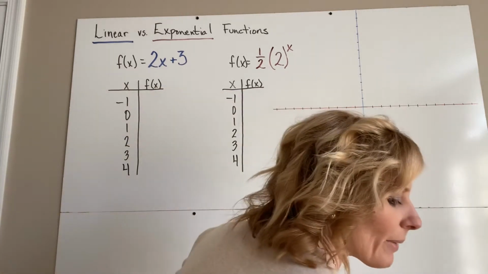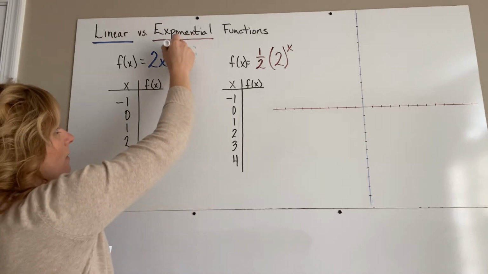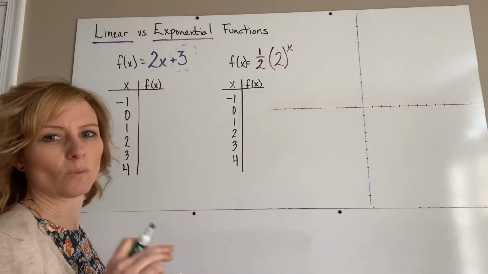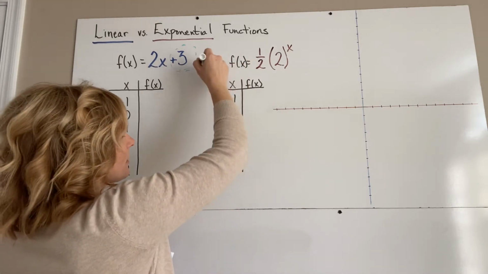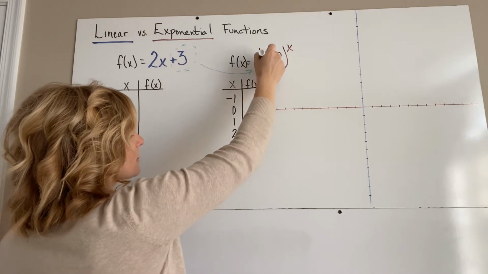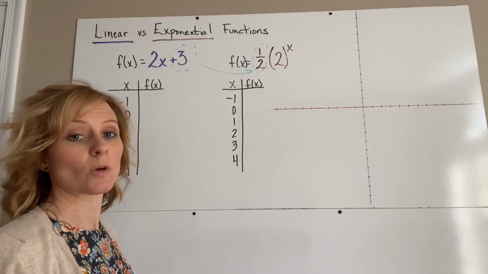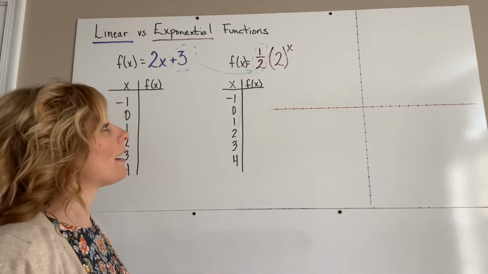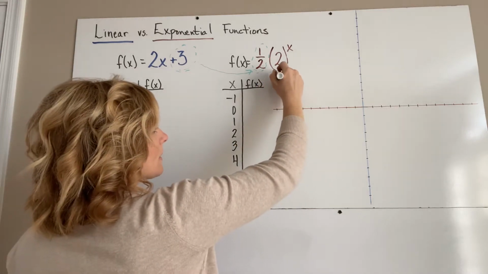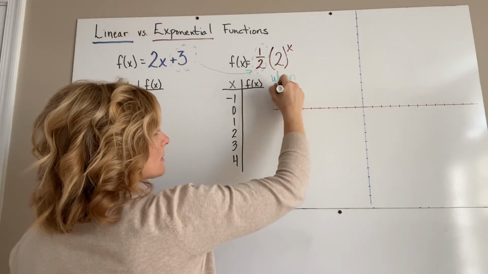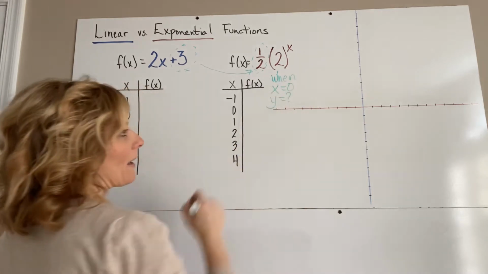Now, what about this guy? Okay, we know this is like the y-intercept, the starting point, right? It's the same thing here. This 1/2 is what we call the starting amount. So it's the same idea. It's when x equals 0. Okay, so when x equals 0, y equals whatever that is.